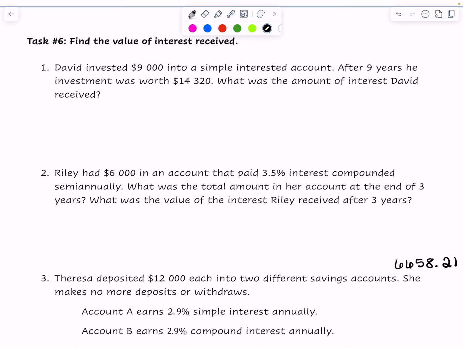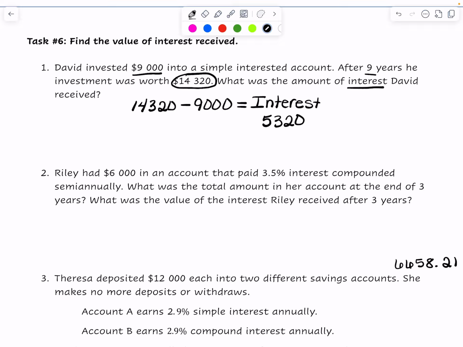So when we look at David investing $9,000 into a simple interest account, he put that $9,000 in there. He left it there for 9 years. After 9 years, they gave him back $14,320. So what's the extra that they gave him? That's called interest. There's a percentage that they gave him on top of the money he let them hold on to. So we take his current balance minus the amount that he invested, and we find that interest. So when we subtract those two, we get $5,320 for interest. Okay?